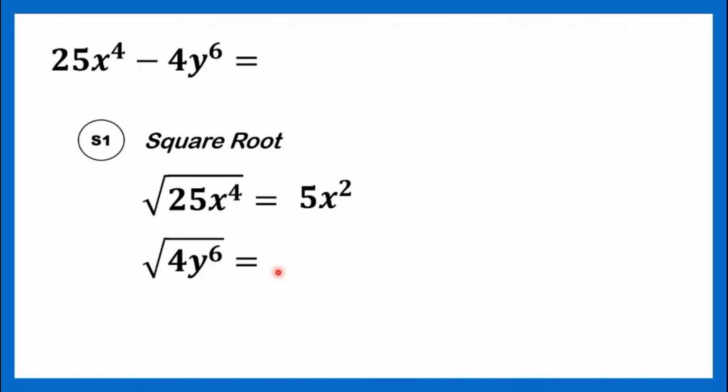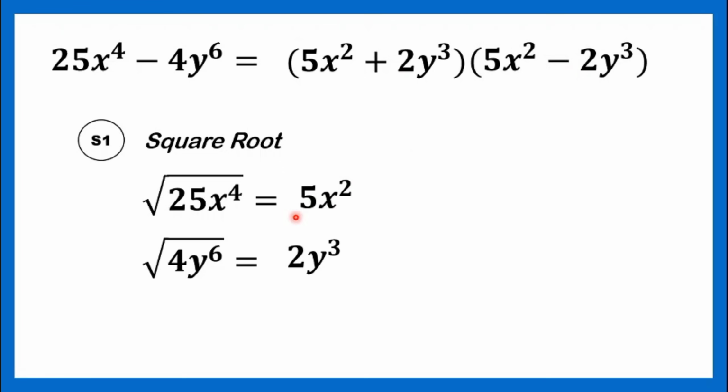Yung 2 na yon. Next, yung y raised to 6 naman, i-divide lang natin sa 2 ang 6. And 6 divided by 2, that's 3. So y cubed na to dapat. So the answer here will be 2y cubed. And kapag meron ka ng ganito, nakuha mo na yung square root ng first term and second term, very simple ang last step natin. Ipag-plus, ipag-minus. Ang plus sa first parenthesis, ang minus, ilagay mo naman sa second parenthesis. Be careful, kopyahin mo lang to. 5x squared plus 2y cubed, then 5x squared minus 2y cubed.